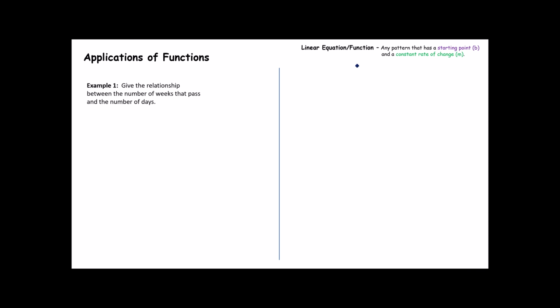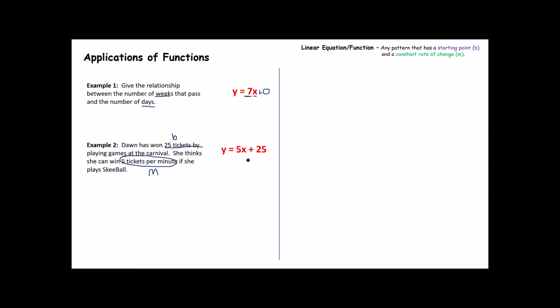I could do this with other problems as well. Give the relationship between the number of weeks that pass and the number of days. Well, I could say that as it's 7 days every week, but there's no additional value needed. Or if I were to say to you, Dawn has 25 tickets and she thinks she can win 5 tickets every minute, I know that she initially had 25 and she's gaining 5 every minute. My rate of change is 5, my starting point was 25.